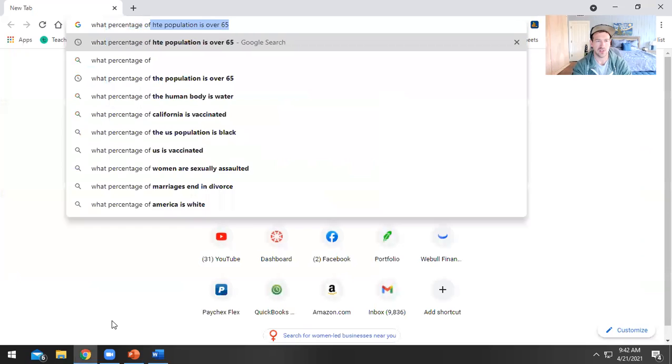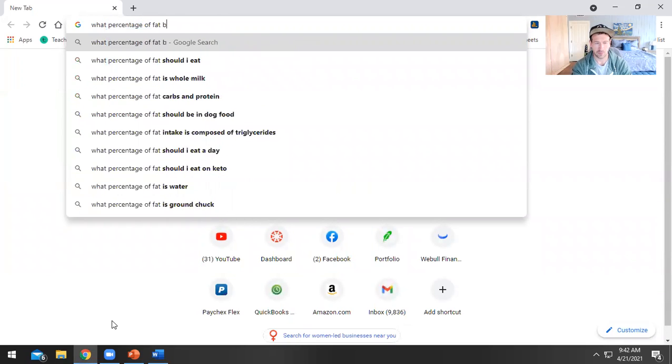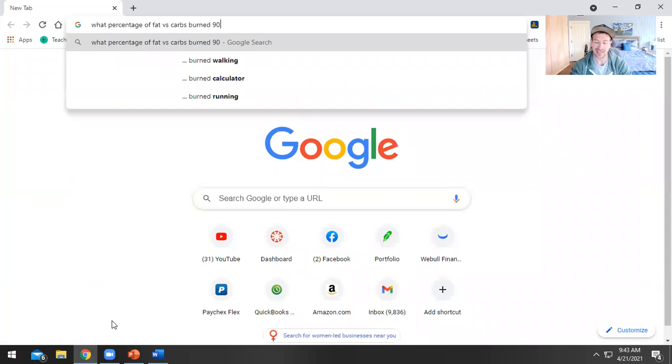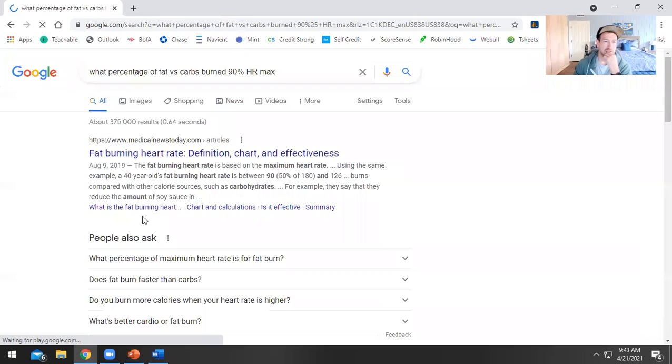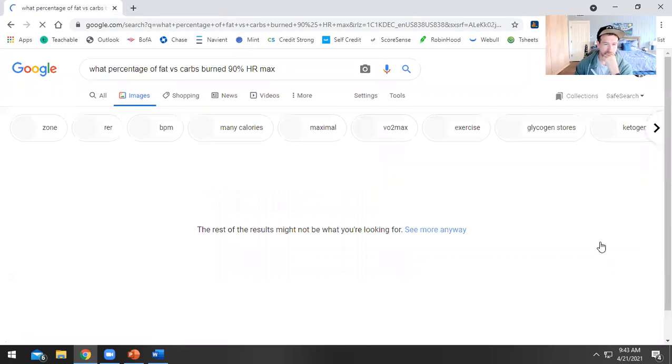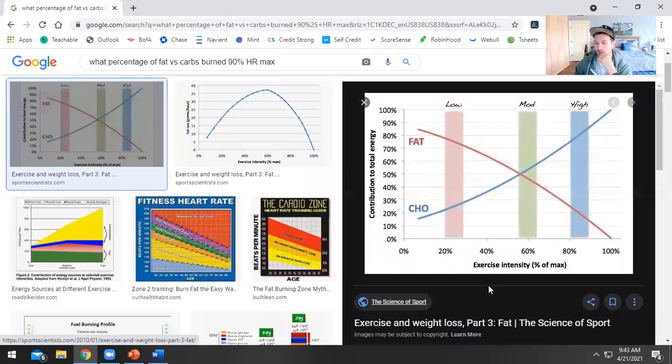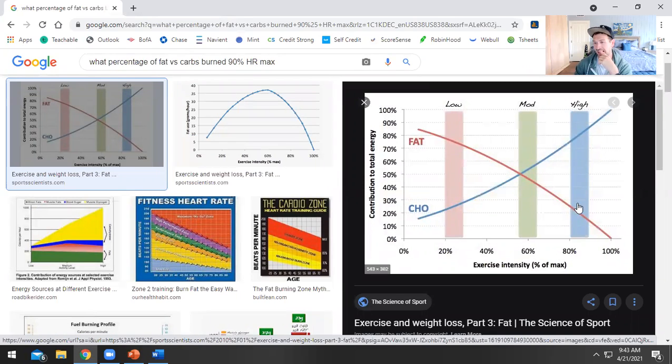What percentage of fat versus carbs is burned at 90% heart rate max? There we go. So if we are working out at 90% heart rate max, that's somewhere right in between here. You're only burning maybe 15, 20% fat, but you are burning 80 to 90% carbs, which is exactly what we want.